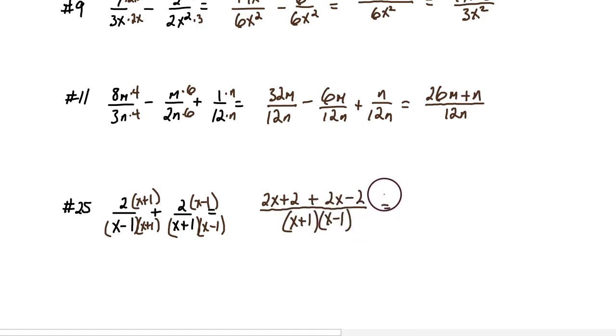Let's do some combining like terms in the top. 2x plus 2x is 4x. Positive 2 and negative 2 cancels away. So we have 4x on top, all over our common denominator.